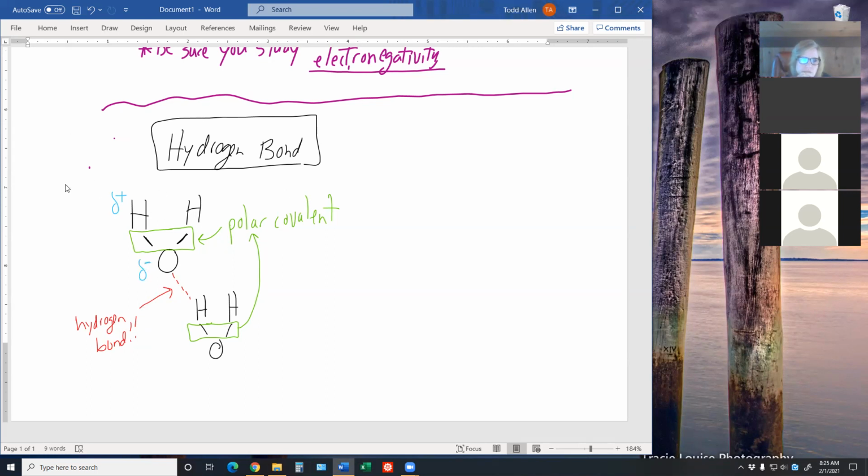If you're wondering about that weird little symbol, that's a Greek symbol which means partial. So that hydrogen has a partial positive and that oxygen has a partial negative. Same way over here. Partial positive, partial negative. This is going to happen on both water molecules.